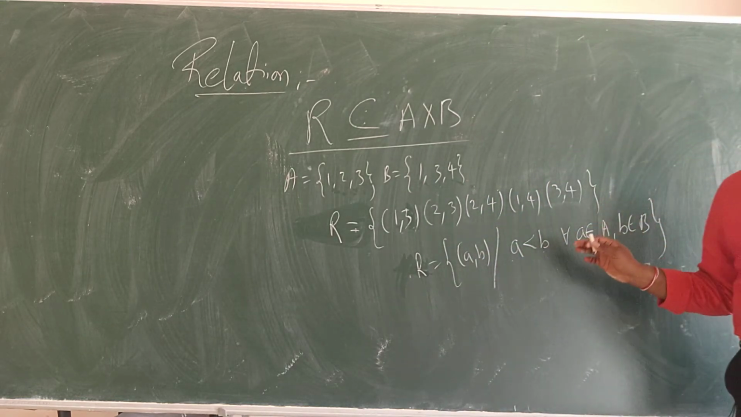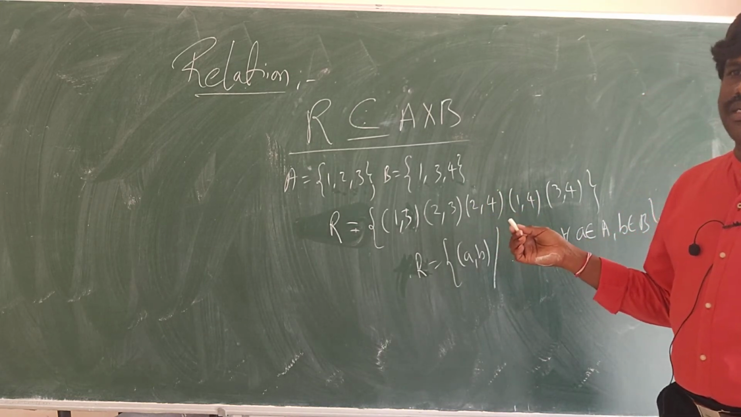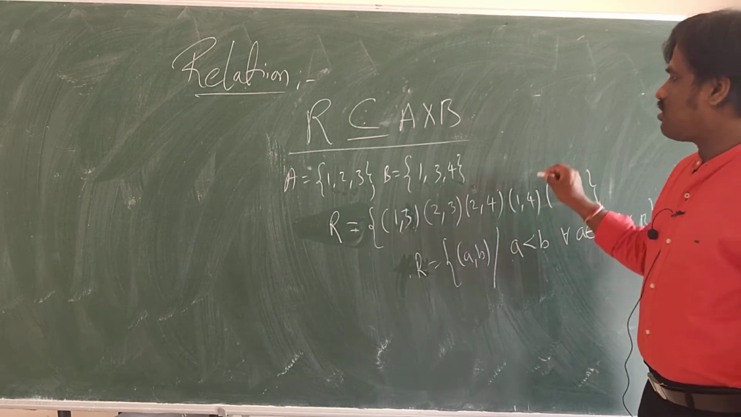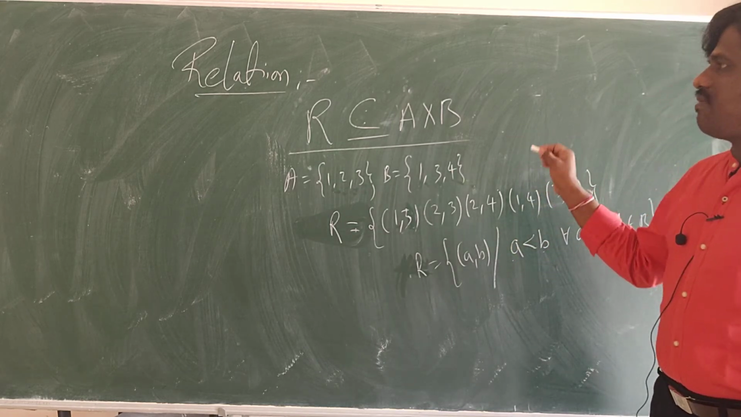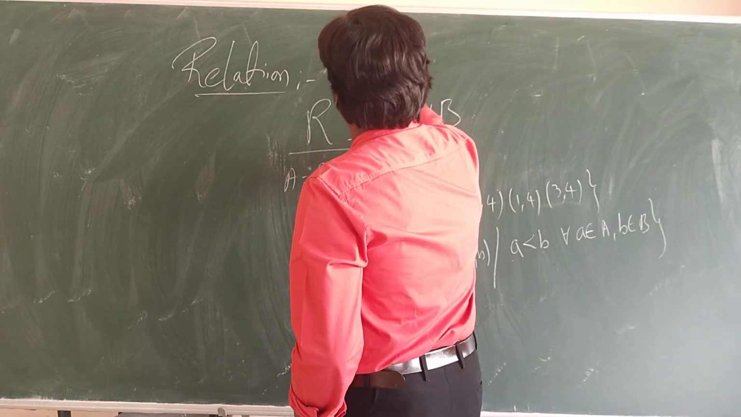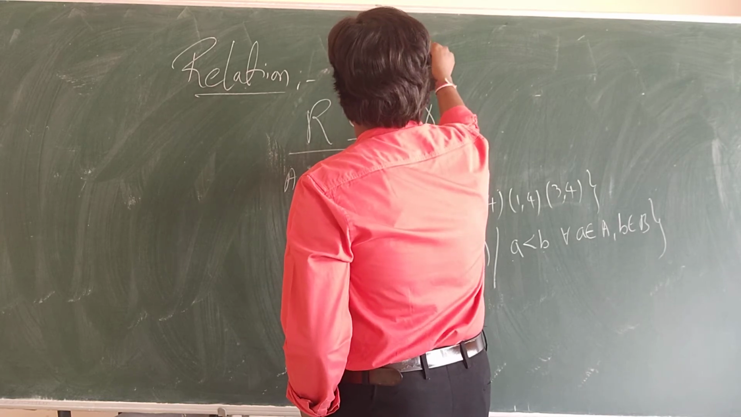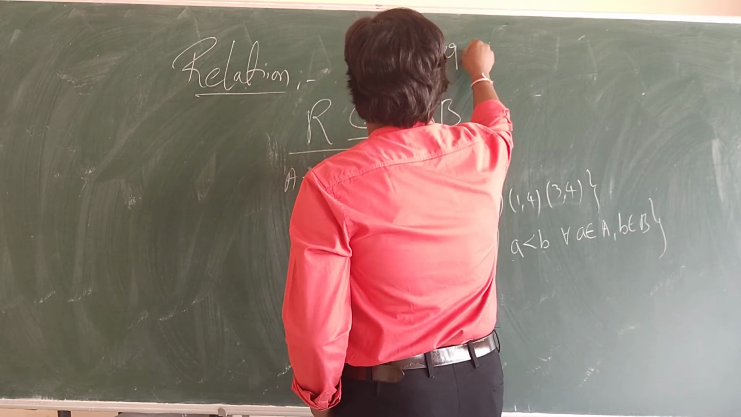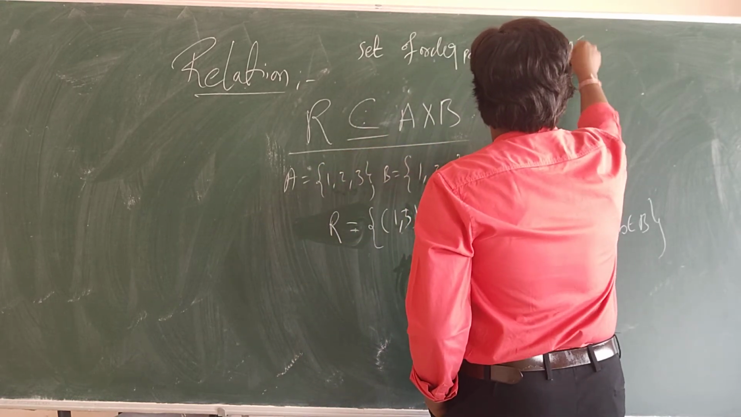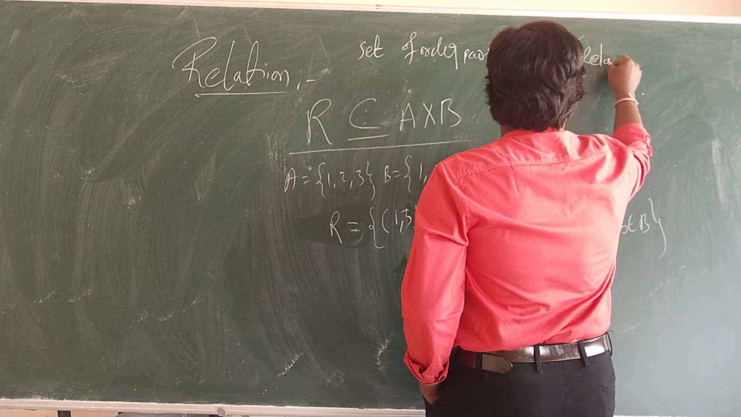So you can make any relations. Here you can make an equal relation, or a greater than relation, or a less than relation, any relation. This is the example for a relation. Actually, the definition of a relation is a set of ordered pairs. You are writing ordered pairs in a set, so a set of ordered pairs is called a relation.